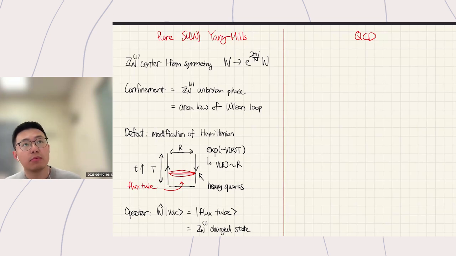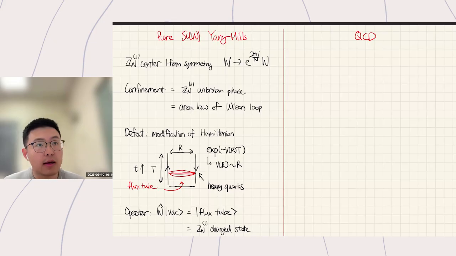And these Z_N center one-form symmetries transform the Wilson lines in the fundamental representation by a Z_N phase, okay? And we think about confinement as an unbroken phase of the Z_N one-form symmetries, and the order parameter for this Z_N one-form symmetry is the Wilson loop. And if the Wilson loops have area law, then we characterize this as confinement.